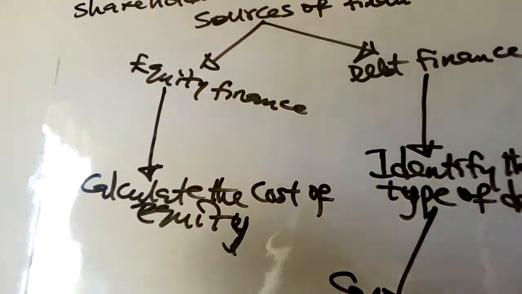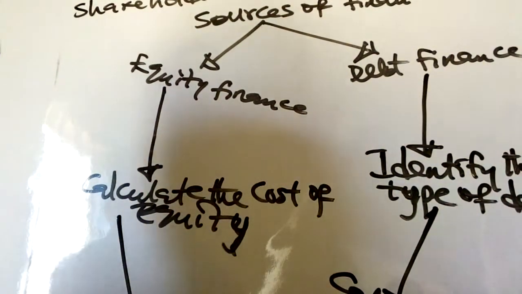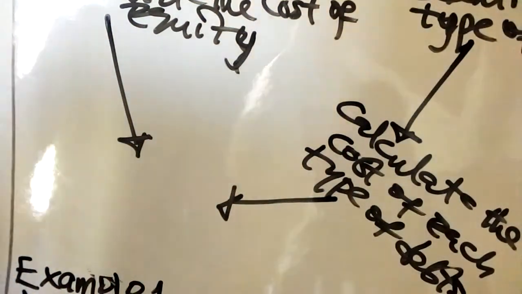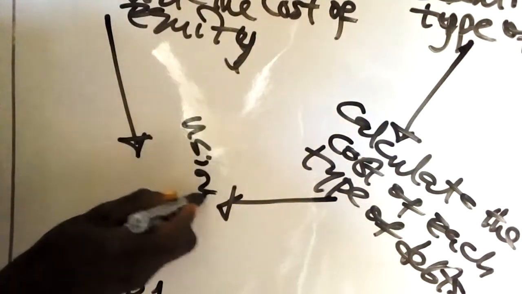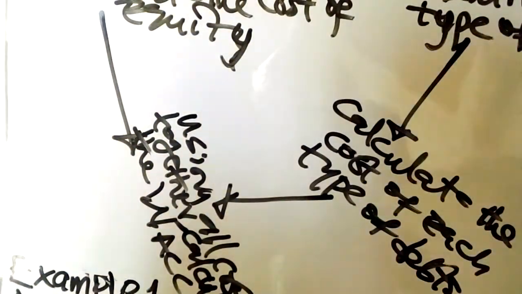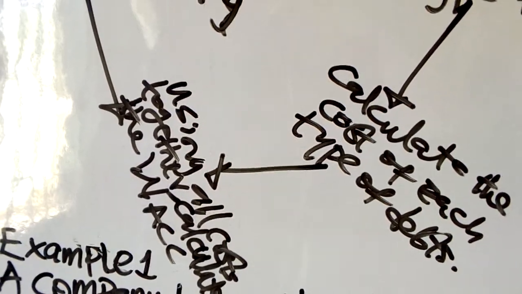Then, with the cost of equity you have calculated and the cost of debt you have calculated, you use everything together to calculate the weighted average cost of capital.